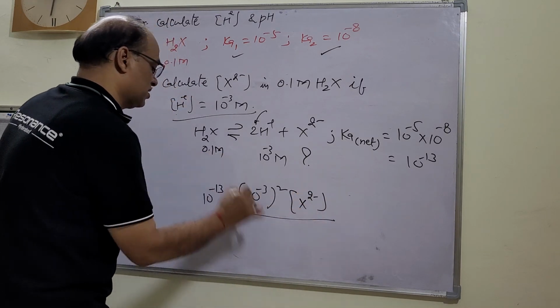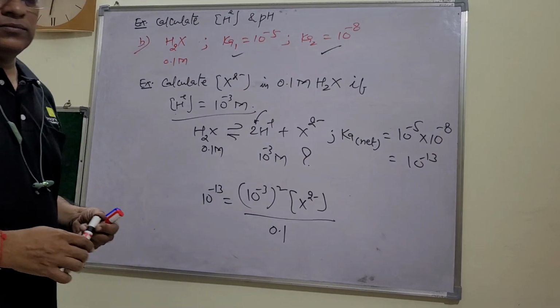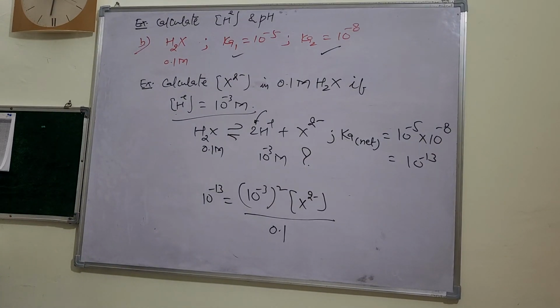So this is the common mistake done by students. Okay? Don't do it. The rest is calculation. They follow two steps, which are not required, because the H ion is already given.